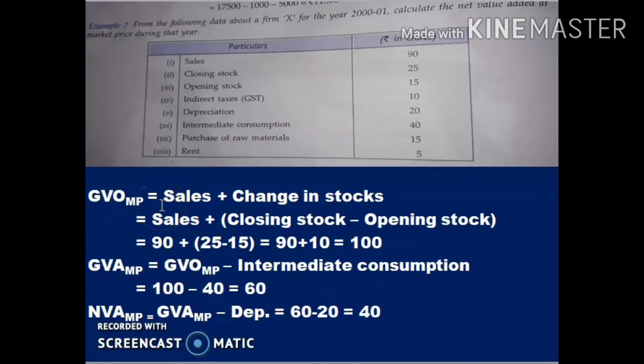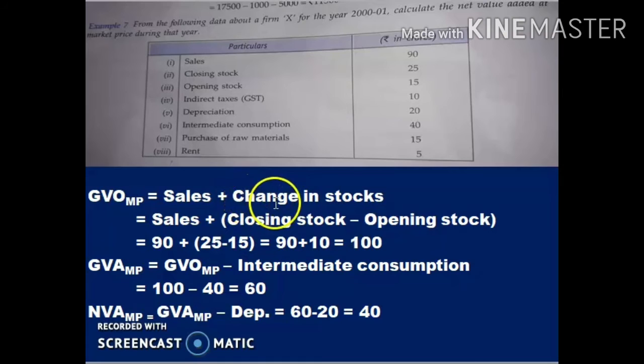GVOMP is equal to, you know that. What is the question to be found? Did you read that? Calculate the net value added at market price during the year. So that is to be found. So initial stage, at first when you find product method, you have to find GVAMP or GDPMP. So what is the answer? So you have to find this.